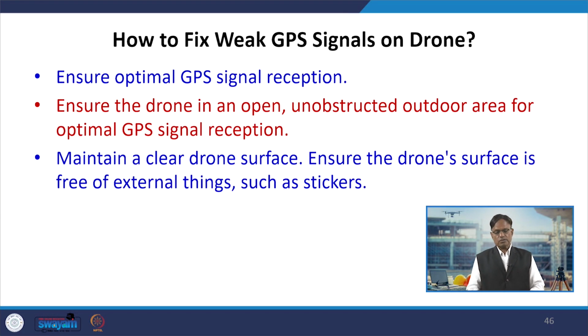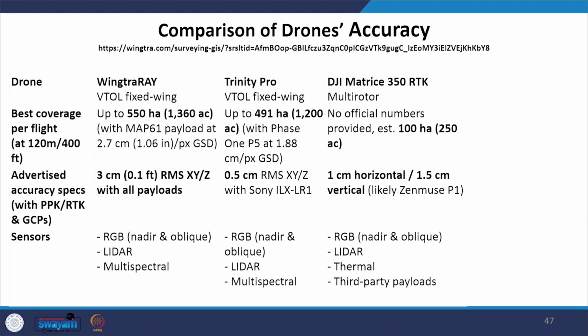So how to fix a weak GPS signal on the drone? You have to ensure optimal GPS signal reception. You have to ensure that the drone is in an open, unobstructed outdoor area when you are collecting the data. You have to maintain a clear drone surface. Sometimes there are stickers stuck on the drone system, so you have to avoid that kind of thing. This slide shows a comparison of the accuracies of various drones, that is, what accuracy level you can achieve from the different models of drones which are available.